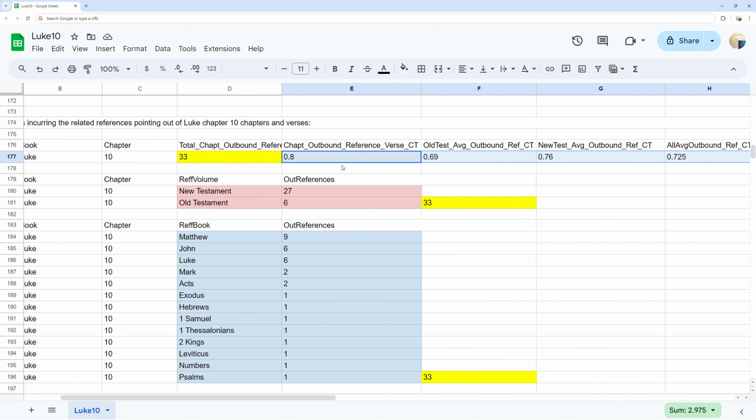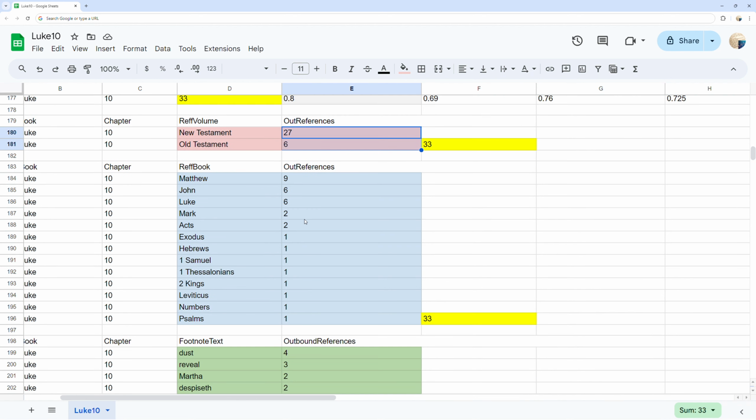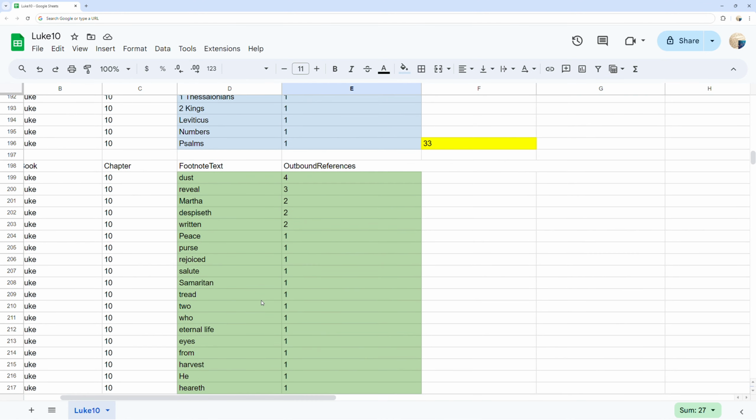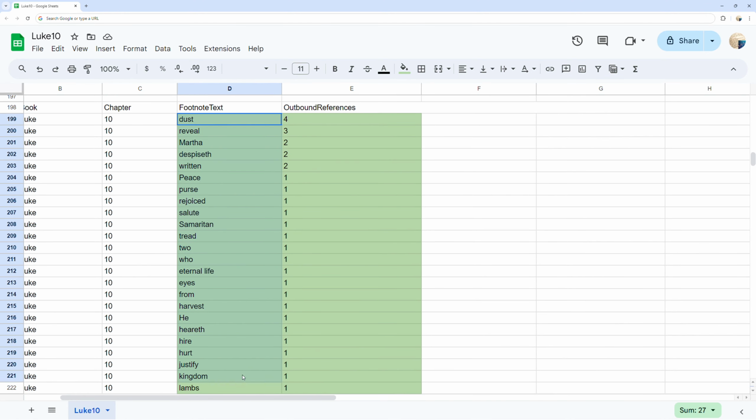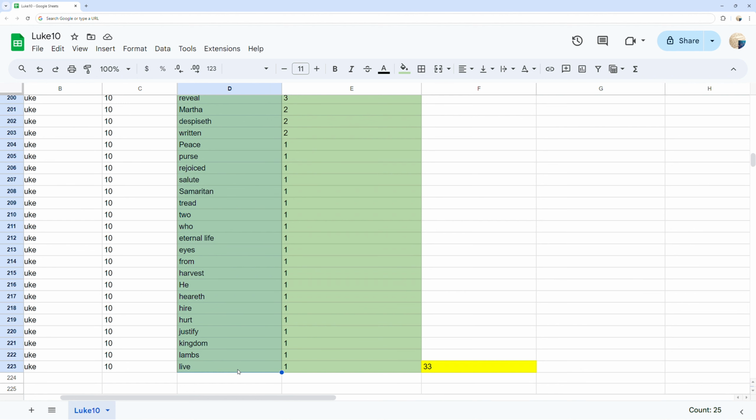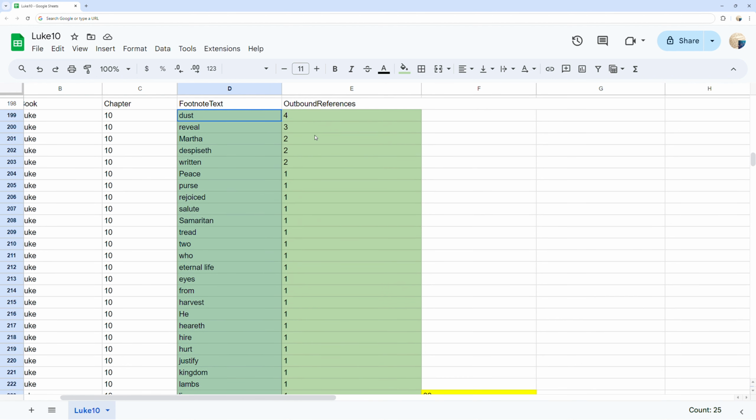In red, you can see the out references by destination of either Old Testament or New Testament ordered by counts. In blue, you can see 13 out references to the destination Bible books Matthew through Psalms ordered by counts. In green, you can see 25 words in Luke chapter 10 that incur the related outbound reference counts to other Bible verses ordered by the count used.